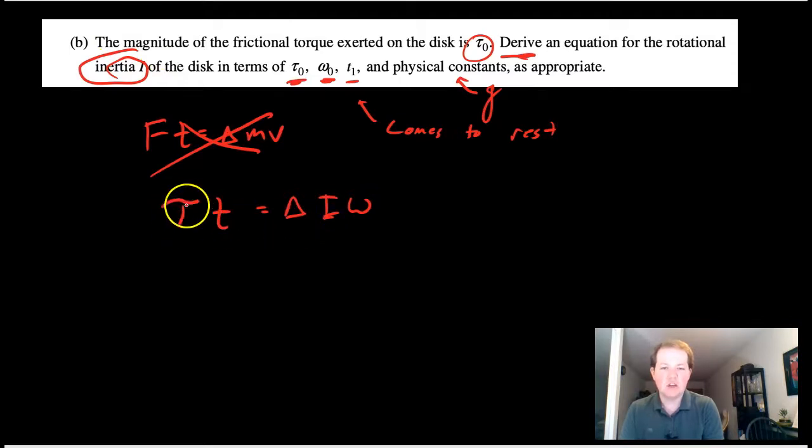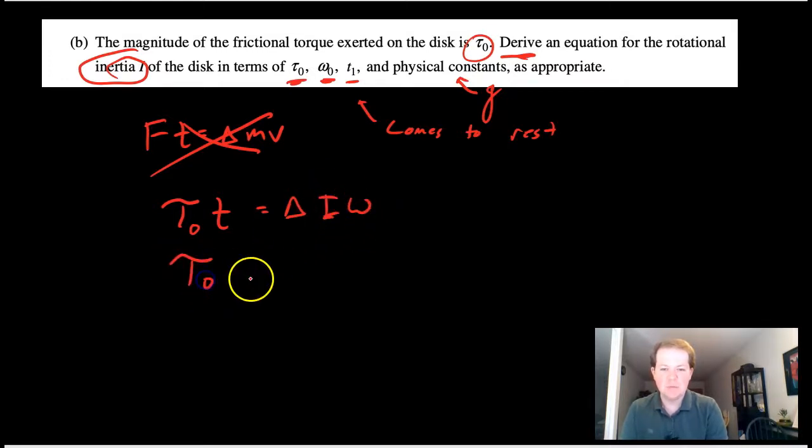So look at this equation. I know the torque, it was constant, so that would be tau naught. This is the torque from friction, right? There's only one torque acting on that disk once it's spinning. That's friction. So this is the frictional torque. T is going to be the time for it to be moving and slow to a stop. And this is the change in angular momentum.